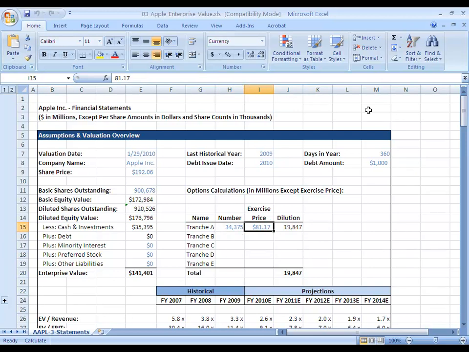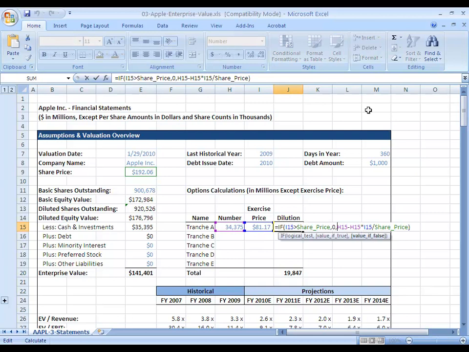The way dilution works here is that if the exercise price is above the share price, then you get zero dilution because these options are not exercisable. Otherwise, you take the number of options and then you subtract options times the exercise price. That's how much money the company gets, and then you divide by the current share price. Because what you're really doing here is you're assuming you're paying the company, and then they're taking that money and using it to repurchase their shares on the open market. So that's how you calculate dilution and how you use the treasury stock method.